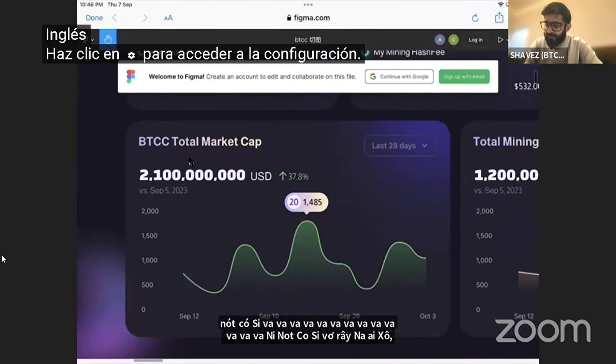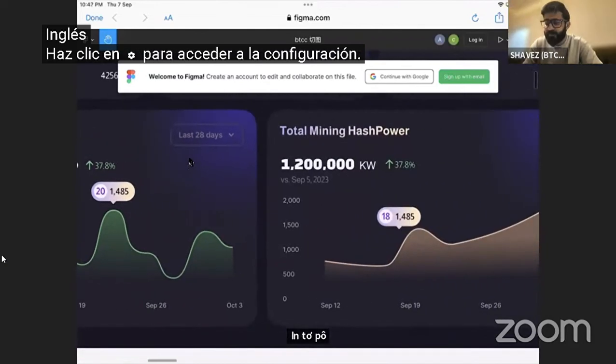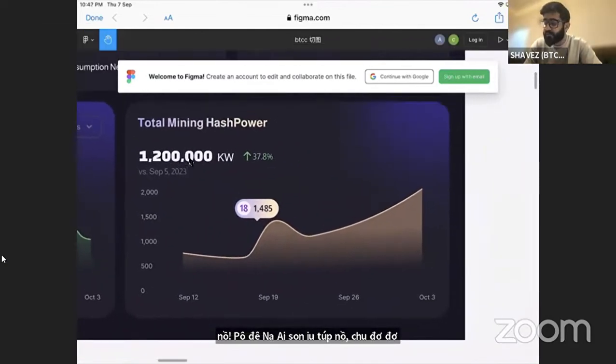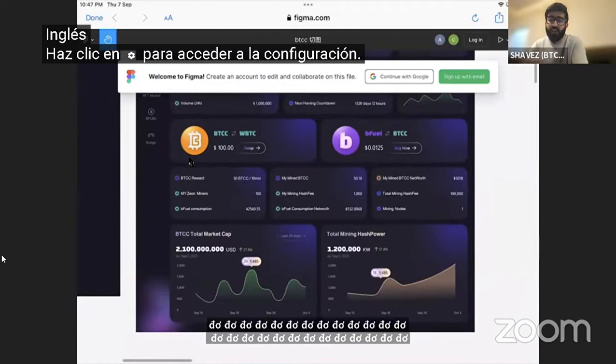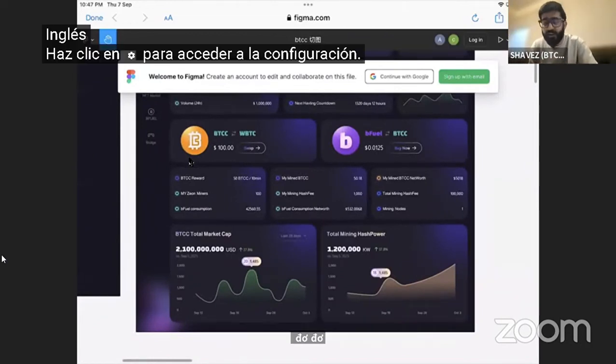BTCC total cap. This is the market cap. See, every piece of information is in your dashboard. You don't even have to go to CoinMarketCap and look again and again. And this is all dynamic. This changes in real time, and it gets updated, because it's on blockchain. Everything is on chain.